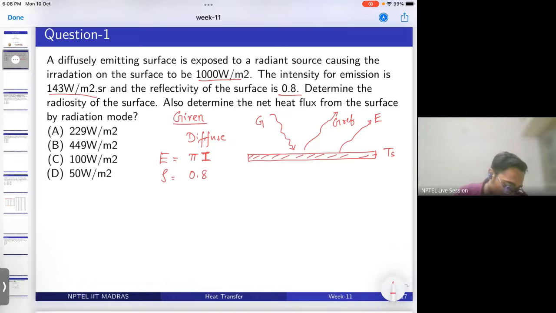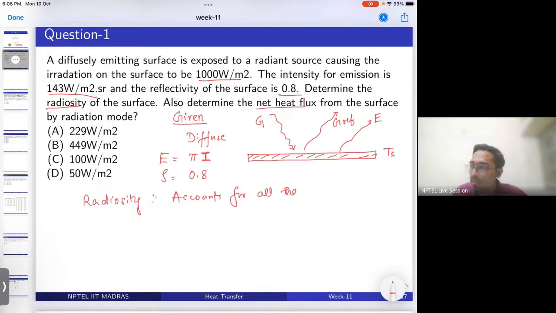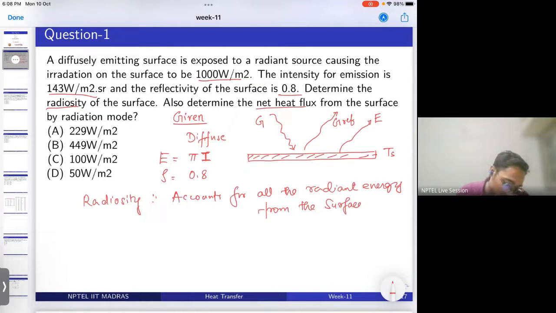The answer to the question means what we need to find is the net heat flux and the radiosity. So what is meant by radiosity? Radiosity accounts for all the radiant energy that is emitted from the surface.